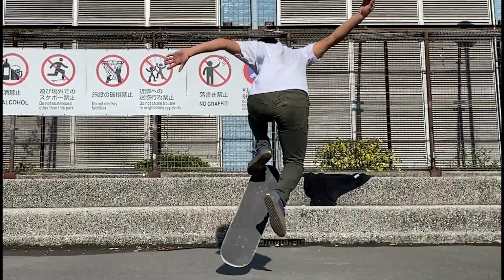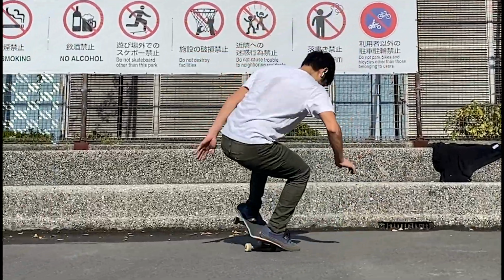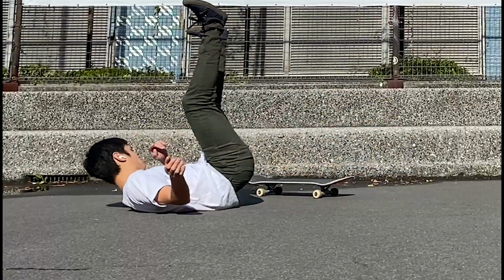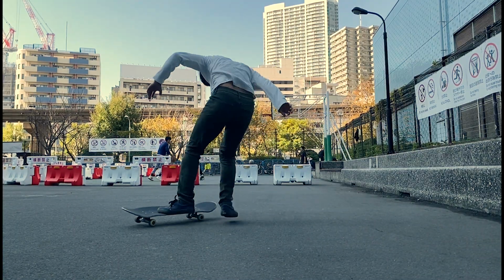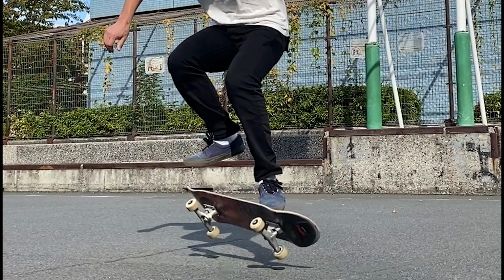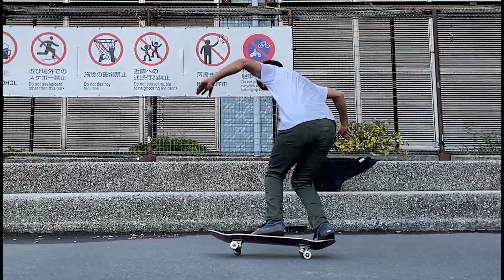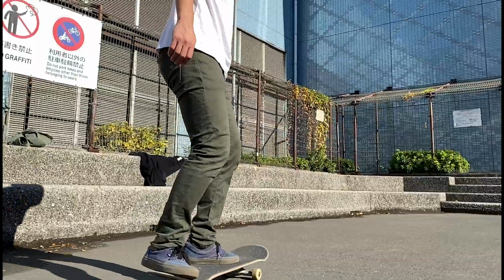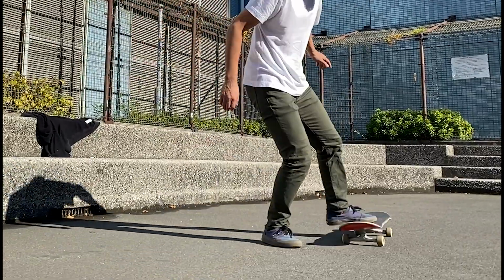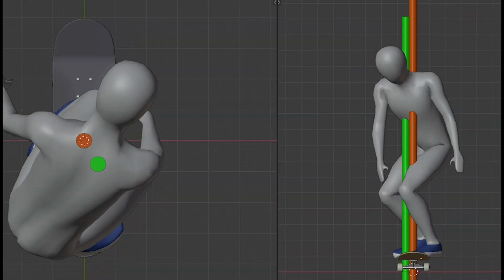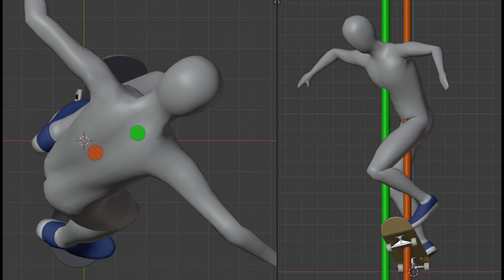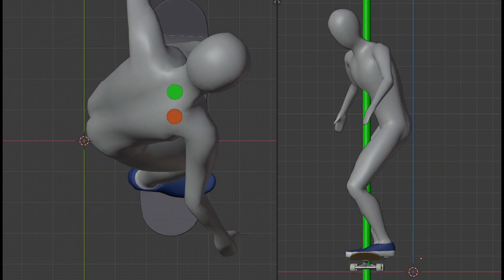Spinning is not the hardest part of pop shove-its. It is the landing back on your deck. Sometimes your board flies away, flips after you think you caught it, spins too much, or your back foot does not land on your deck. This time, after talking about the basic physics of pop shove-its, we'll talk about the science behind those problems.